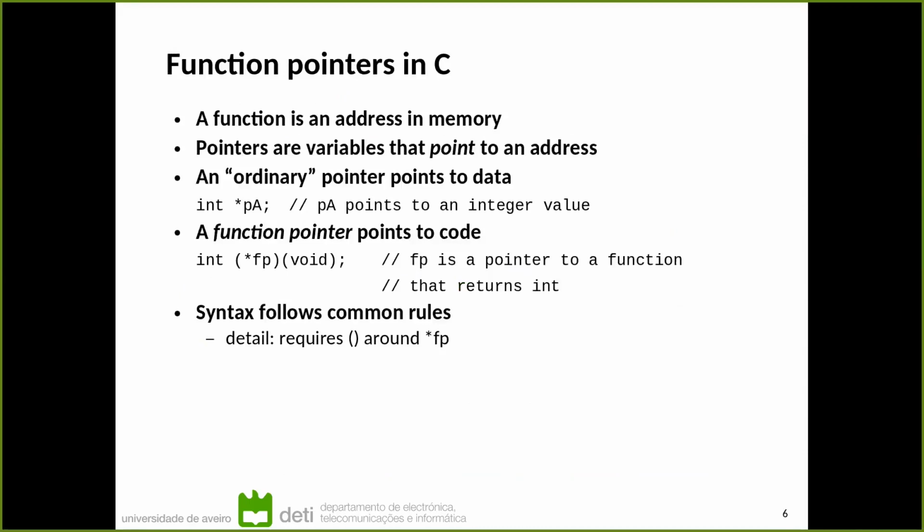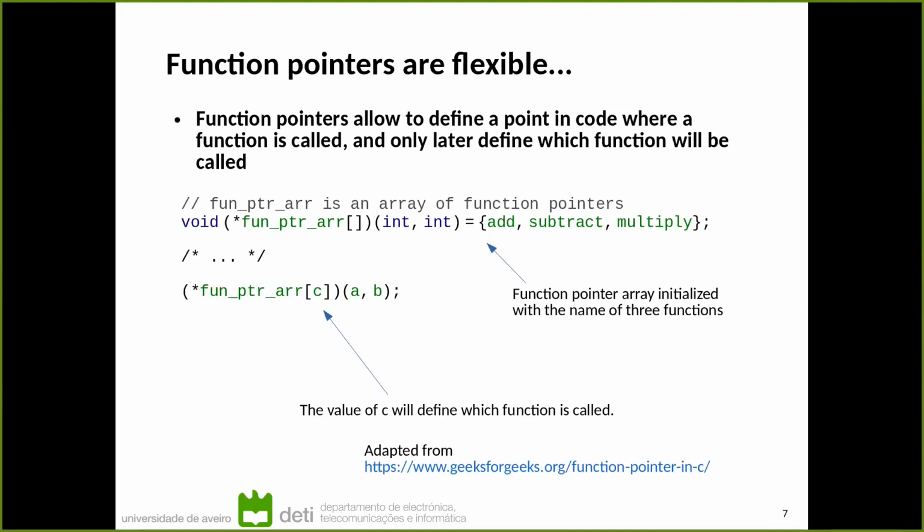Going back again, we have ordinary pointers pointing to data, function pointers that are pointers that point to code. Syntax is exactly the same. A star before the name denotes the pointer. And we can have structures like this, an array of function pointers that allow us to choose at runtime, given, for instance, the value of the variable C, which function will be called at that point in the code.